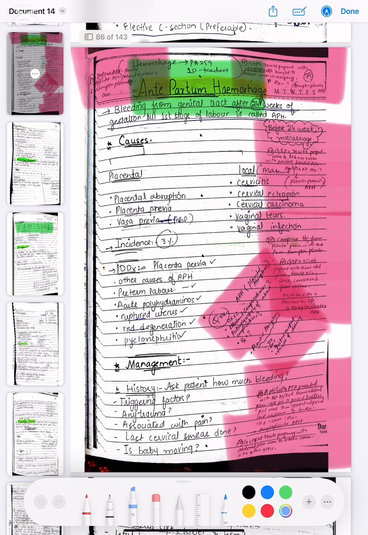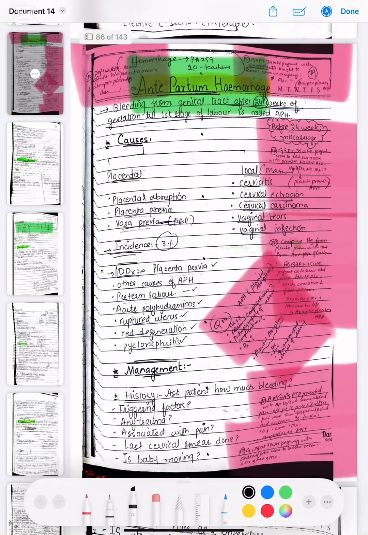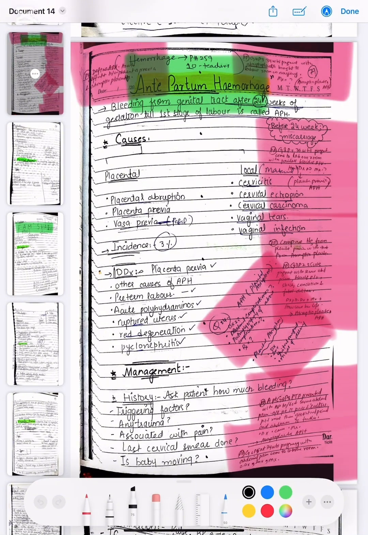Okay, so for antepartum hemorrhage, this is a very important topic in the field of obs and gynae. We have a scenario that there is a G4 P3, 34 weeks pregnant with abruptio placenta brought to the labor room in emergency. So what is the management and what is abruptio placenta? Another scenario is to define APH and how to differentiate between placenta previa and abruptio placenta.